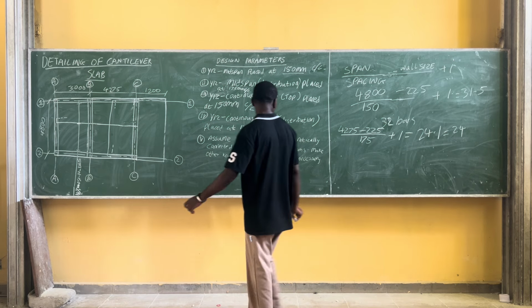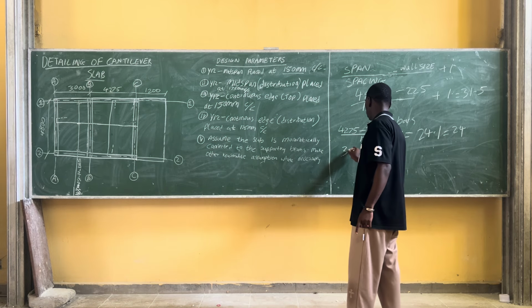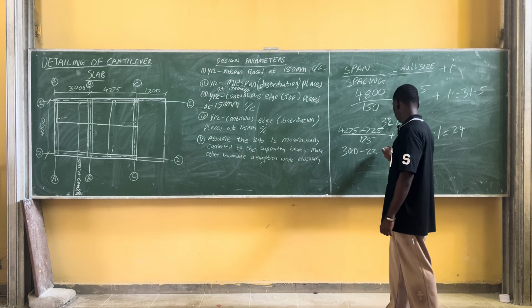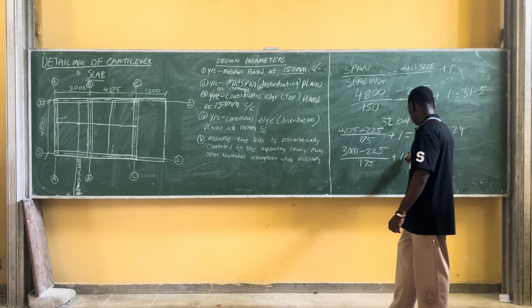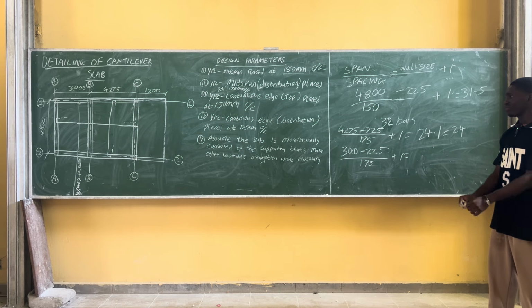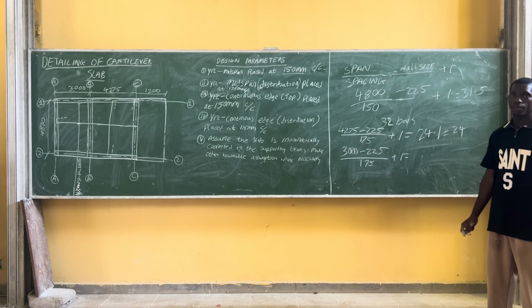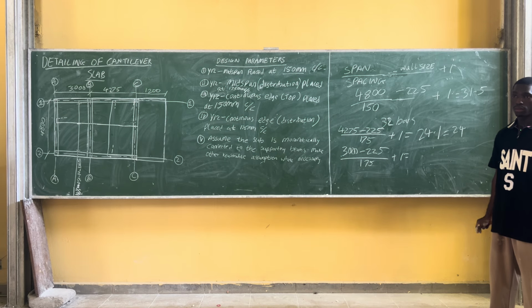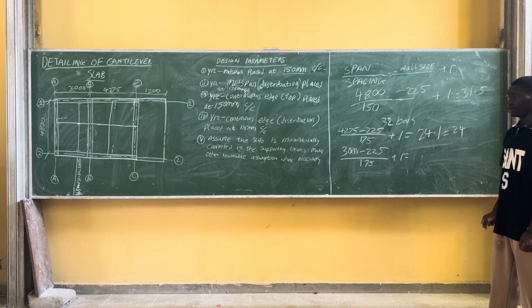So what we're going to work on is this other span, which is 3,000. So 3,000 minus 225 divided by our 175 plus 1. What are we getting? 16.5. Okay, approximately 17 bars.